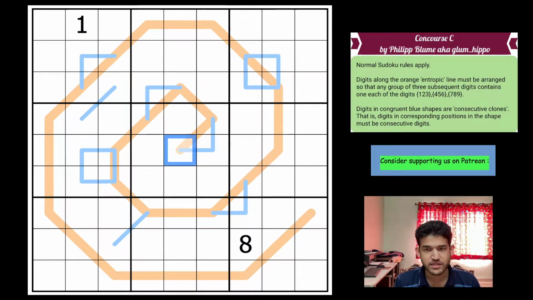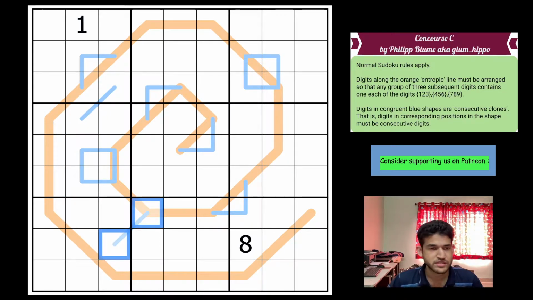The next part is the consecutive clone part. Digits in congruent blue shapes are consecutive clones. That is, digits in corresponding positions in the shape must be consecutive digits. So congruent shapes are nothing but shapes which have the same shape. You can see here, these have the same shape, and these two have the same shape. These boxes look similar, and these lines have the same shape.